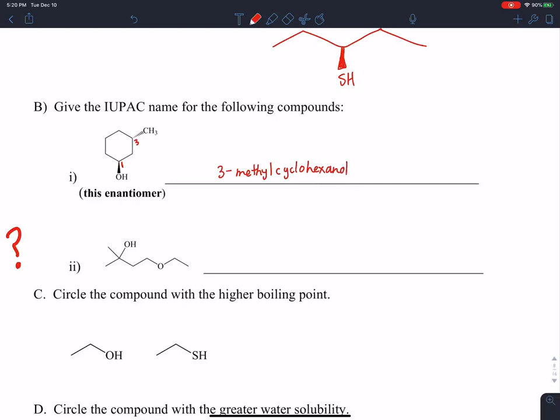Now all you have to do is the R and S. On carbon number 1, I will get 1, 2, 3. That right now is going counterclockwise, which is S. So I would get 1S, and then for 3 I would get 1, 2, 3. This is R, but actually S. It is going clockwise, but you actually flip it because the H is in the front. So this one is also S. So the final answer would be 1S, 3S, 3-methylcyclohexanol.